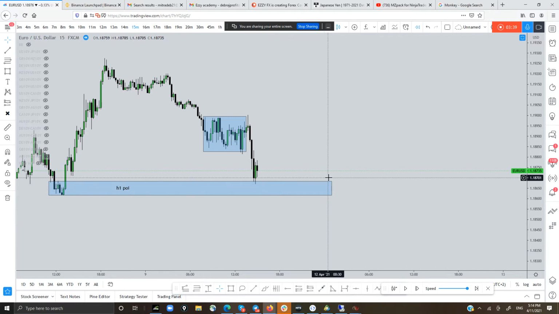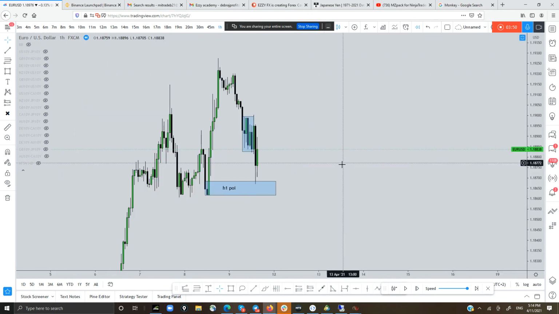So now regarding the entry, we have two kinds of entries. If you are a set and forget type of trader, you can just, on the H1 time frame, put your limit entry here and stop loss below there, and you can just let the trade hit your demand zone proximal line, and it will go up. You will expect it like that.